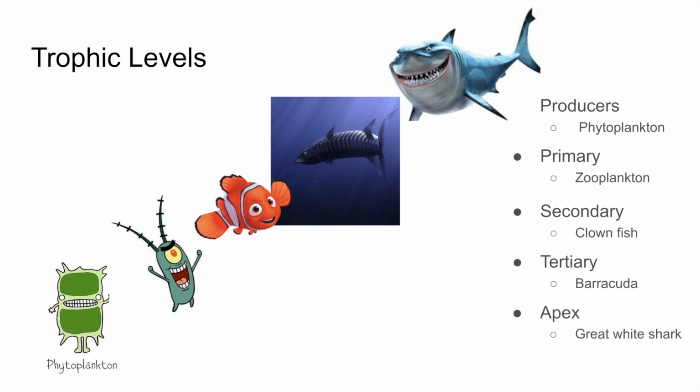There is a sort of pyramid happening here. Lots of phytoplankton get eaten by one zooplankton. Lots of zooplankton get eaten by one clownfish. Quite a few clownfish will get eaten by one barracuda. And a shark will feed on probably more than one barracuda.